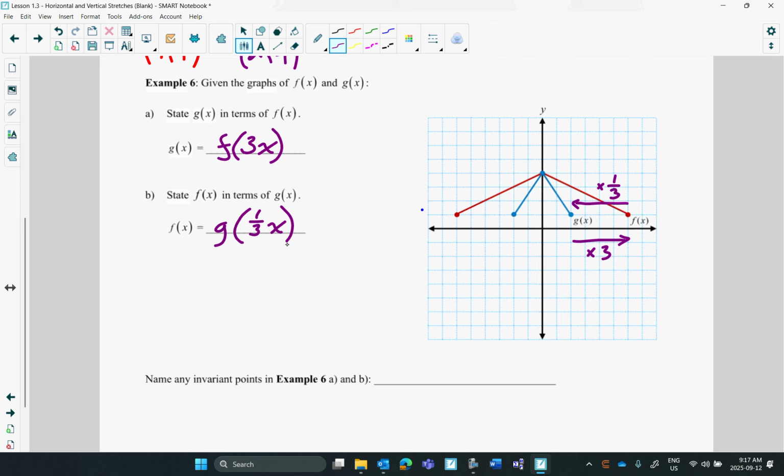Any invariant points in either of these? 0, 4. It didn't matter which direction we went, from f of x to g of x or g of x to f of x. This one never changed.